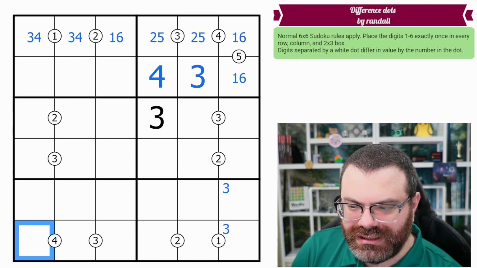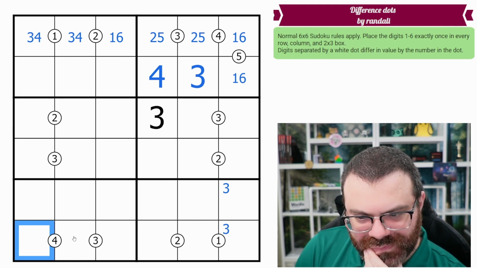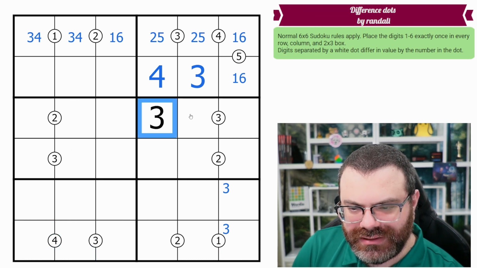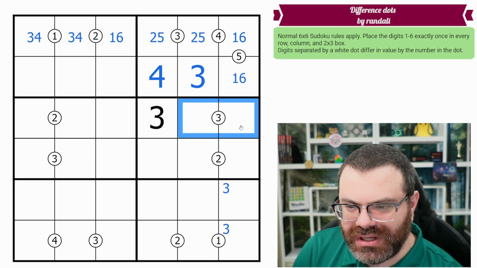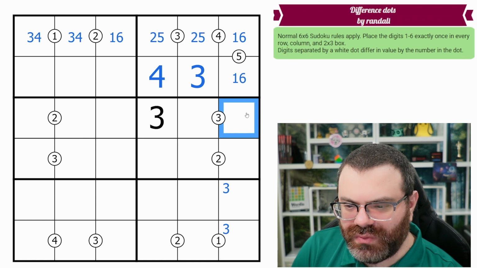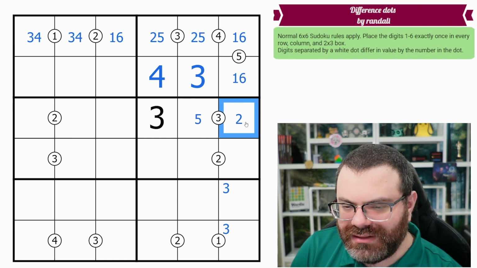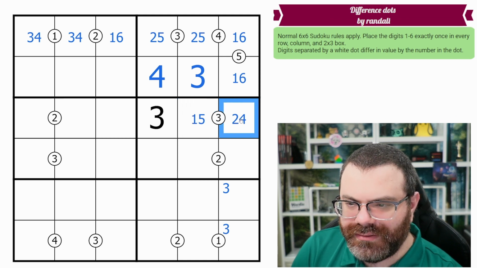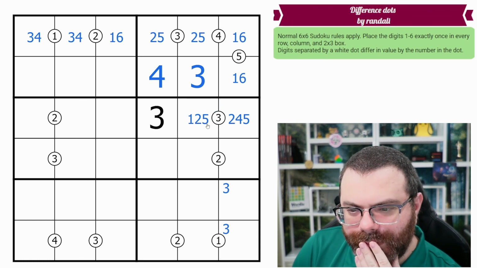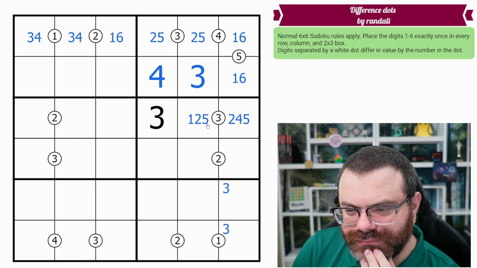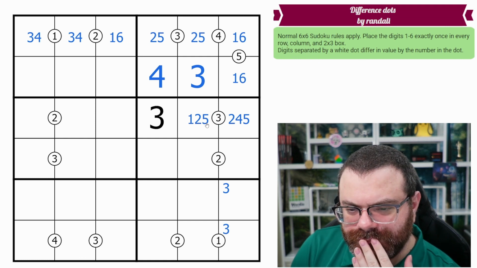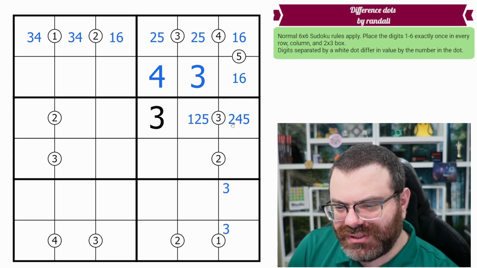So difference of 4. Wonder if I can avoid the case check again. Maybe this difference of 3 is useful because we know a lot about these cells actually. So this can't be a 1 or a 6. So if this was a 2, we'd have to add 3 to get 5. This can't be a 3. If this was a 4, we'd have to subtract 3 to get 1. And if it was a 5, we'd have to subtract 3 to get 2. Interesting. I'm not sure that helped a whole lot.